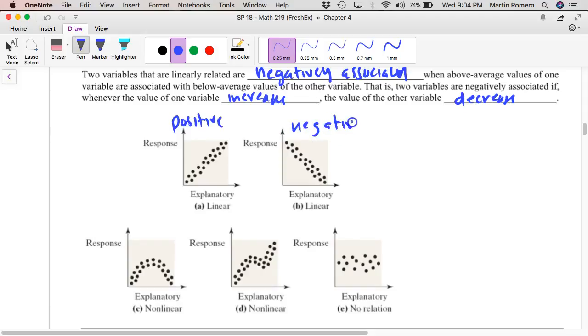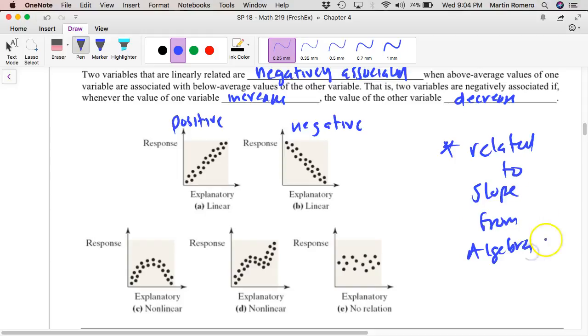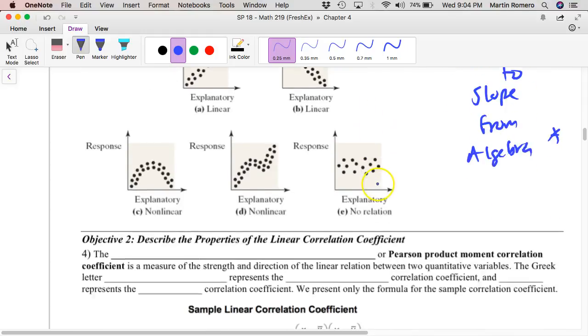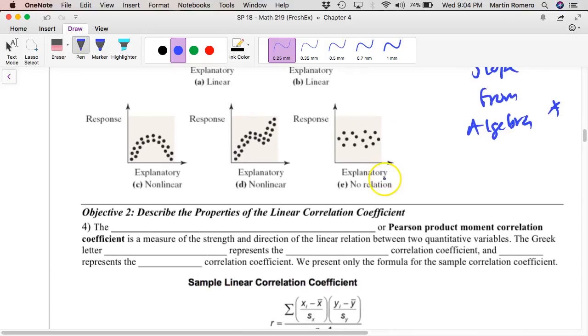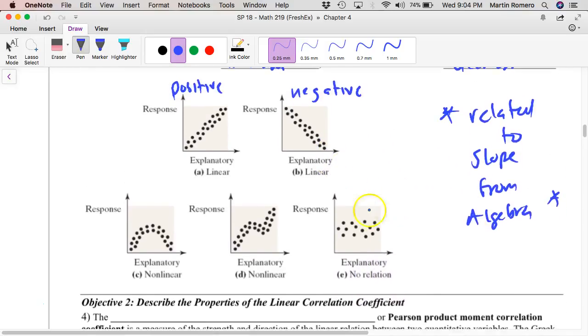If you recall, these associations are related to the idea of slope from algebra. These ideas of positive and negative, we want to make sure we take a look at that. And so we have some association.